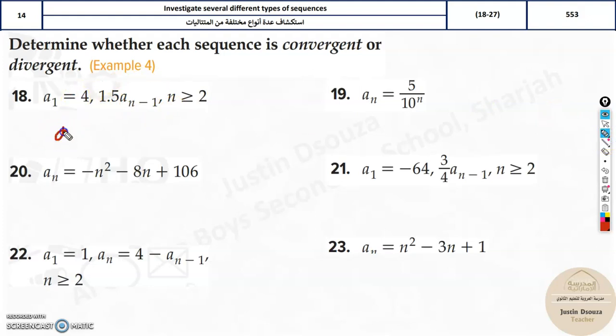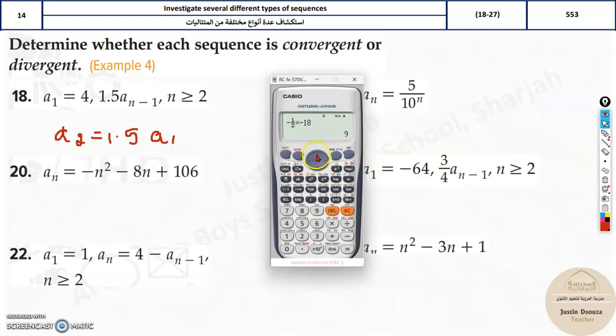So if you want to find a2 over here, that is 1.5 times a1, because n minus 1. So you will find plenty of values. Let me just show you. It'll be 1.5 times 4. And now for the next value, you should just change the 4 to 6. And then it'll be 9. Now, since the r value over here is more than 1, keep on finding new answers. Now I'll just change this to answer because it'll just keep on giving you the new values. So what's happening? It just keeps on increasing.